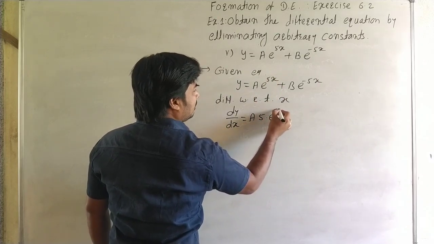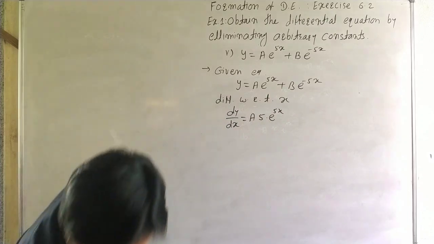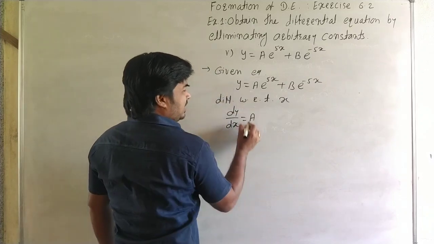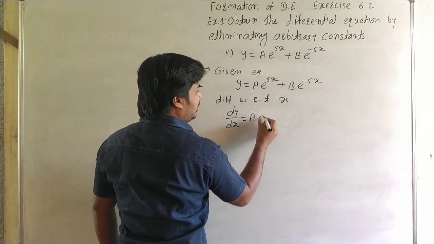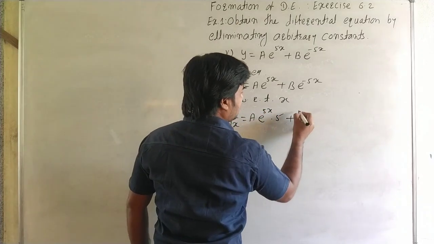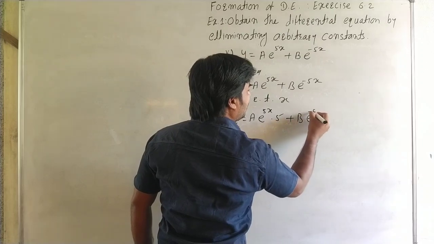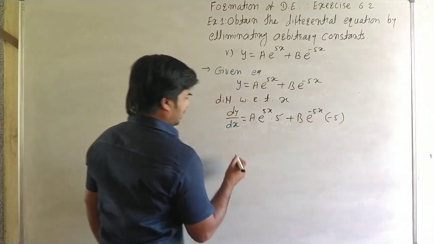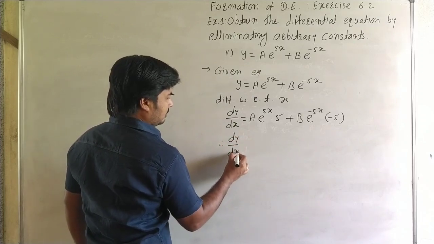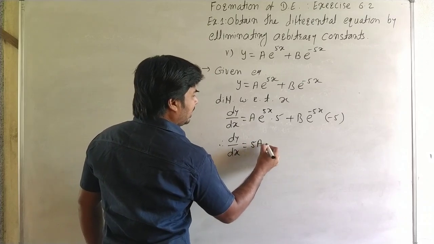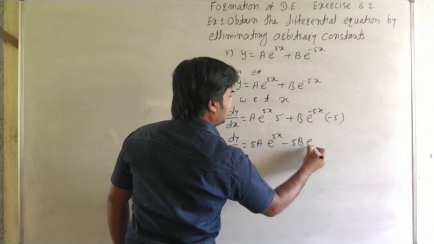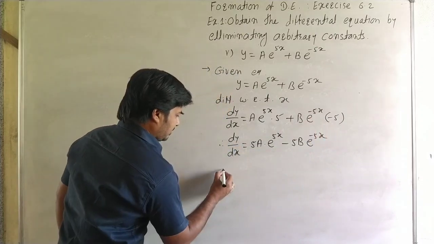Here step by step we can write. Here a is a constant, the derivative of e to the power 5x is e to the power 5x into 5, the derivative of 5x, plus b into e to the power minus 5x into minus 5. And therefore we get dy by dx is equal to 5a into e to the power 5x minus 5b into e to the power minus 5x. Again differentiate.